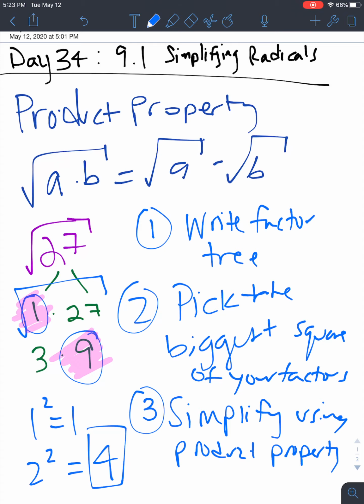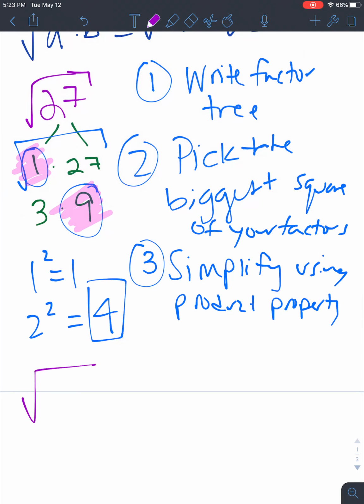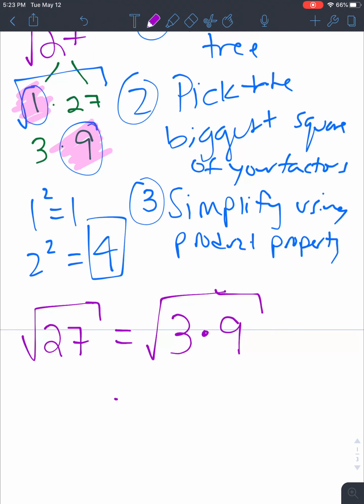So we're going to go ahead and simplify the square root of 27 by rewriting it. Instead of the square root of 27, we're going to rewrite it as the square root of 3 times 9, because 3 times 9 is the same thing as 27. But if we're going to rewrite it like that, we might as well go ahead and split it up into our 2 radicals. So then we have the square root of 3 times the square root of 9.